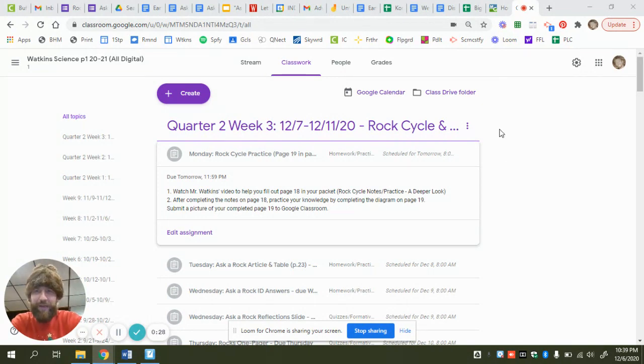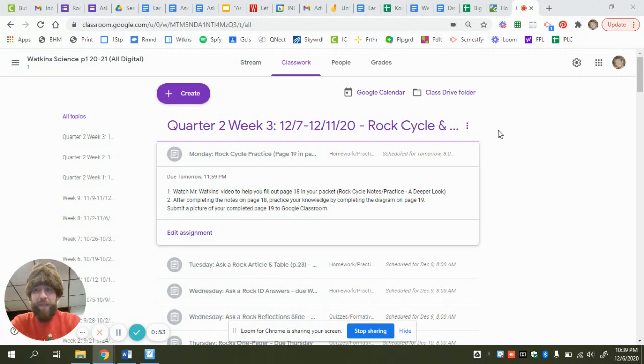This week, we're going to be finalizing some stuff with the rock cycle. We've talked about the rock cycle, how the rocks turn into each other, and the different types of rocks and how they form, but we don't necessarily have a great diagram that you can see in front of you to understand how those processes work. So that's what we're going to be doing today, filling out page 18 in your packet.